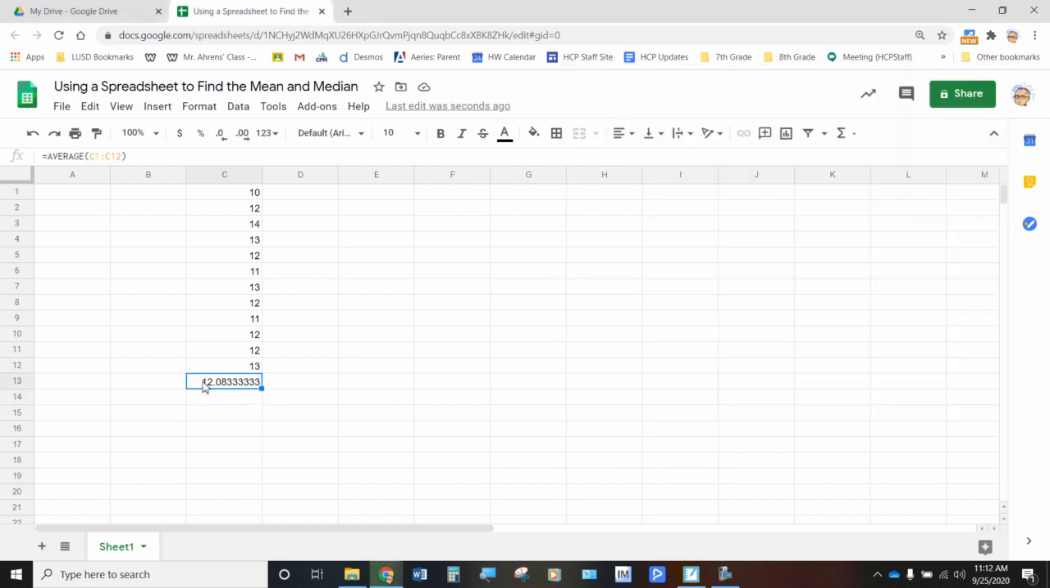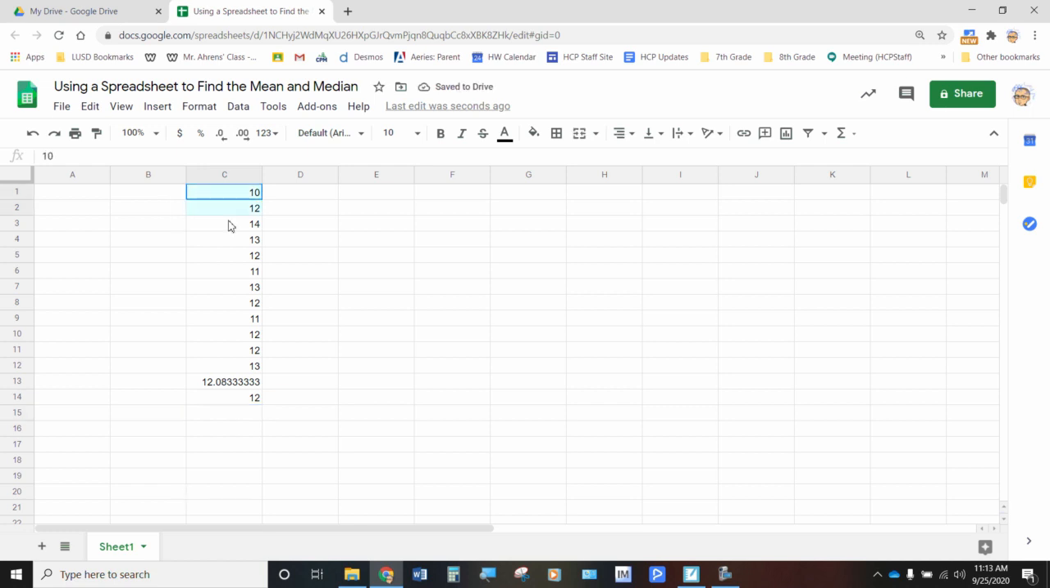All right, so notice that it says equals average, and then parentheses, cell C1 to cell C13. So what I'm going to do now is find the median of all this data by saying equals median, oops, spell it correctly, median, parentheses, from cell C1 colon to cell C12, in parentheses. Now I'm going to click that, and that's my median.